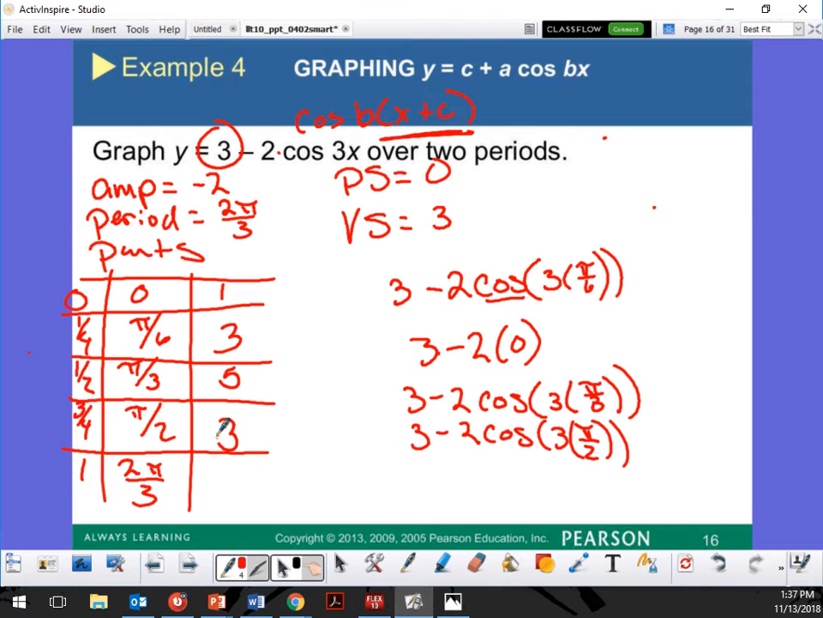My last one is 3 minus 2 cosine of 3 times 2 pi over 3. So 3 times 2 pi over 3 is 2 pi. What's cosine at 2 pi? 1, times negative 2.